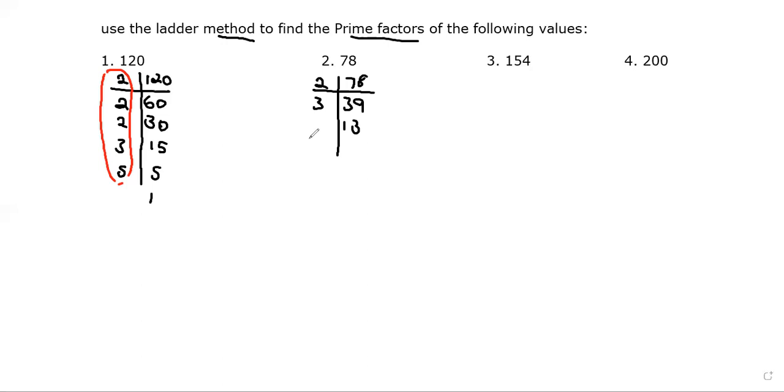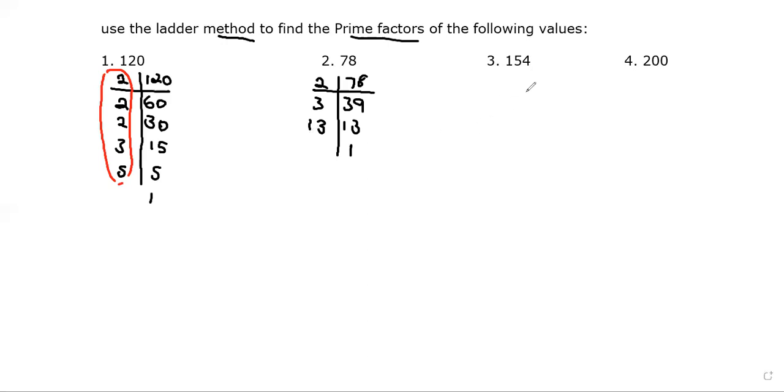So move to the next prime number, which is 5. Is 13 divisible by 5? If yes, put it here. So 13 is not divisible by 5. The next prime number is 7. Is 13 divisible by 7? No. The next prime number, 11. Is 13 divisible by 11? No, it is not. So until we reach 13. 13 is a prime number on its own, so 13 can only be divisible by 13. So 13 divided by 13, you get a 1. So the values on your left are the prime numbers of that given value.